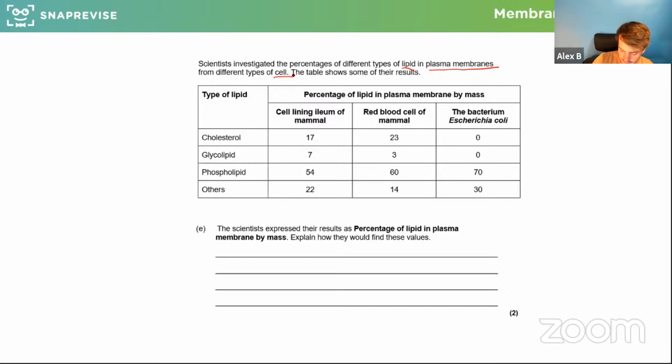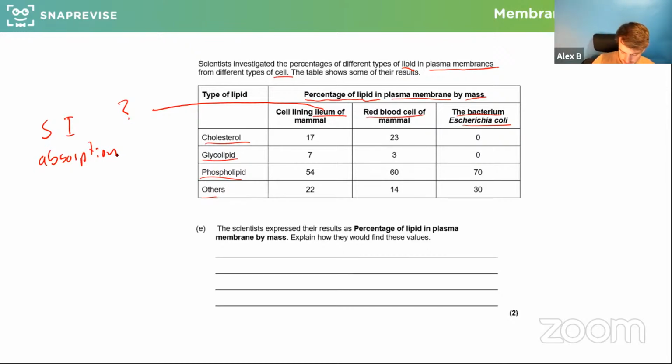So we've got 3 columns here, well, 4 columns overall, 3 of the different cell types, and we're looking at the percentage of lipid in the plasma membrane by mass. These are the different lipids, and these are the different cells. So red blood cell, cells lining the ileum. What is the ileum? Where do we find that? And then we've got bacterial, like a bacterial cell. Yeah, it's part of the small intestine, involved, I'm going to put SI, involved with absorption. So that's where the ileum is, just in case you're wondering.